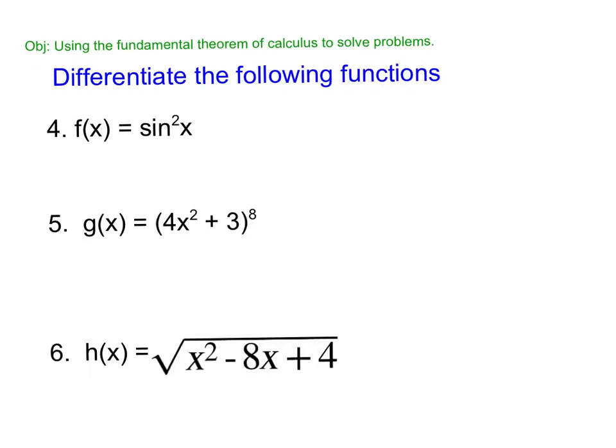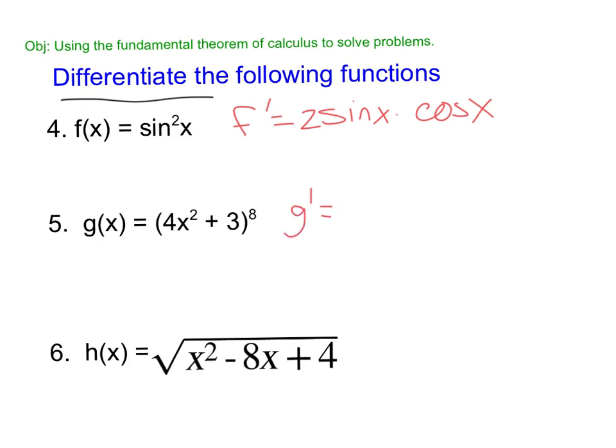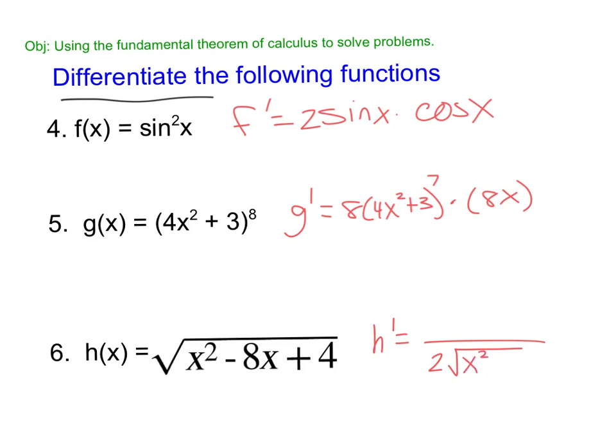Okay, so now let's do a quick review of the chain rule. Differentiate, find the derivative of each of those. So pause and do that. We start on the outside, bring it down, and then the derivative of the inside. That was terrible handwriting. Let me fix that for you guys. Sine x. All right, g prime. 8 comes down, inside stays the same, down by 1, and then times the derivative of the inside, 8x. H prime. Outside is our square root. The derivative of the square root is 1 over 2 times that square root. The derivative of the inside goes on top.